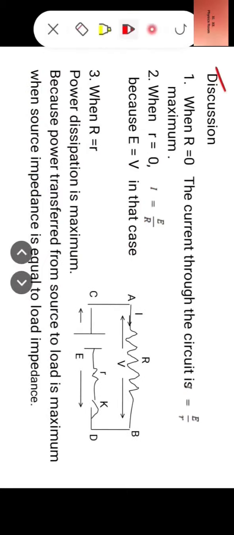Now the discussion part of it. First, when external load resistance R is 0, the current through the circuit is E by r and is maximum. Second, when internal resistance of the cell is 0, then current through the circuit will be I equal to E divided by capital R, that is external load resistance, because in that case E is equal to V.